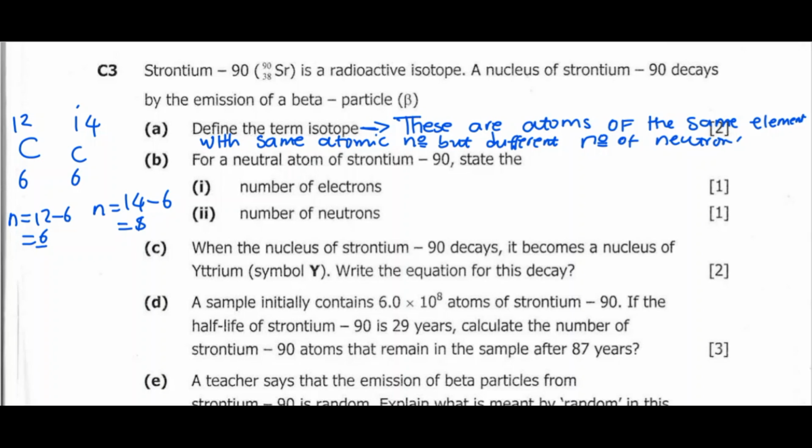For a neutral atom of strontium 90, state the number of electrons. So strontium 90, we have been given Sr with the mass number 90, the atomic number of 38. Since it's neutral, the number of electrons is just the atomic number, 38. Number of neutrons, you need to make a calculation. So it's the mass number 90 minus 38. So 90 minus 38, I'm getting 52. Okay.